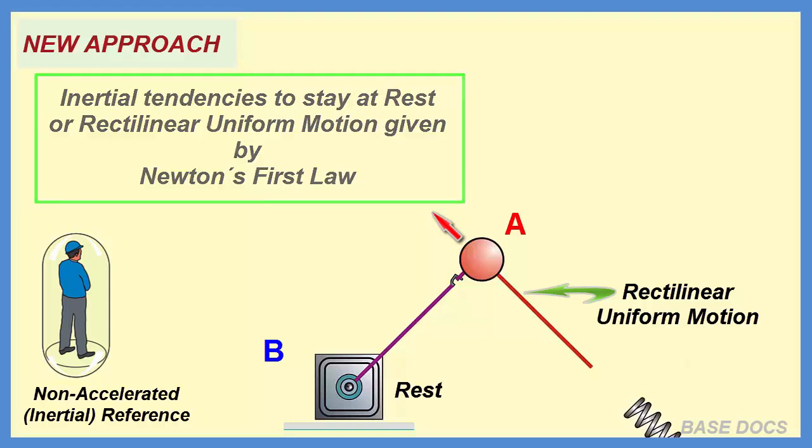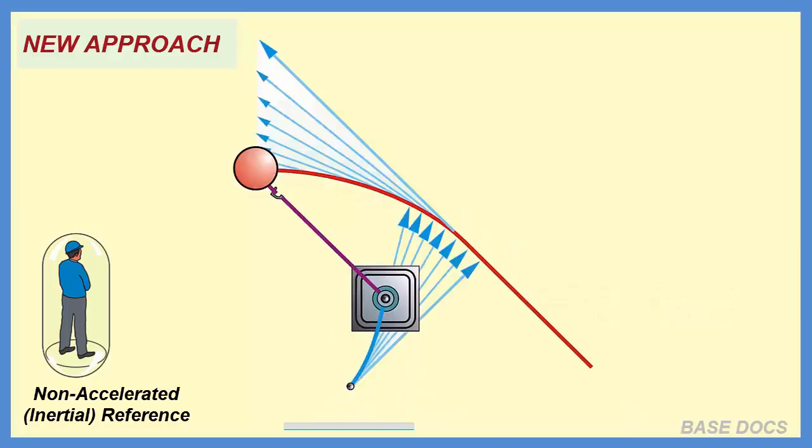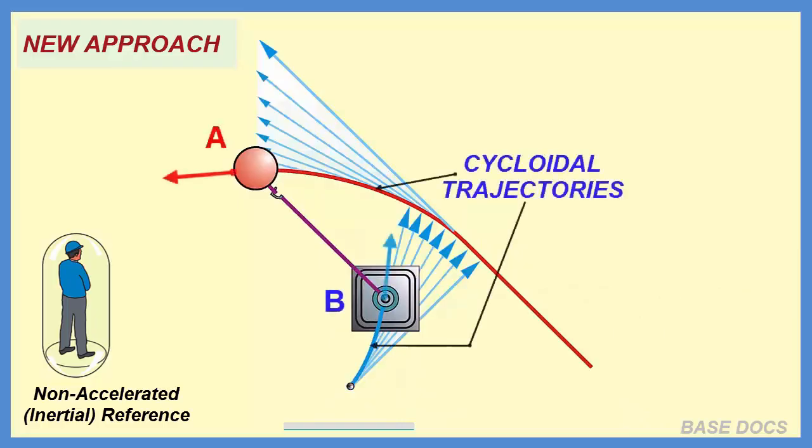Since the body A is moving in rectilinear motion, and the body B is at rest, relative to a non-accelerated observer, they start the inertial confrontation. Their inertial tendencies are contradicted, the body B is accelerated, and the path followed by the body A is not circular.